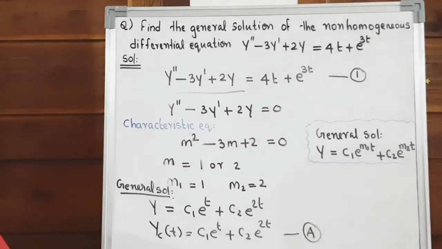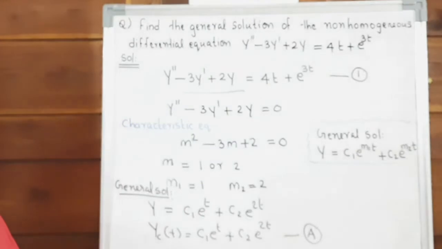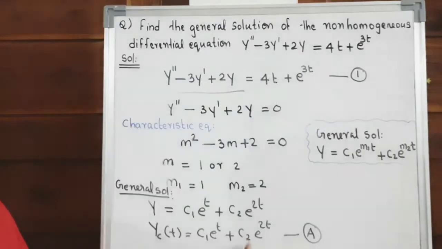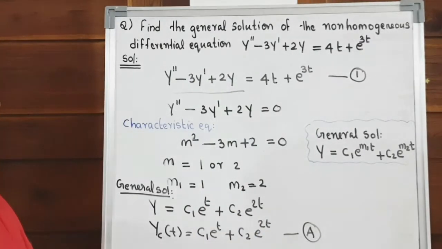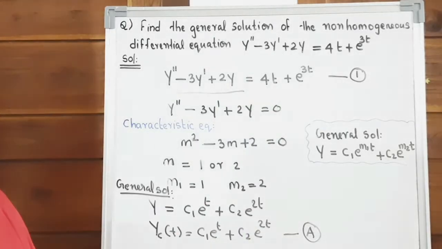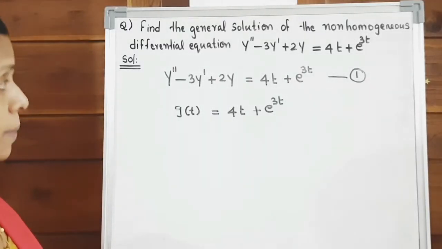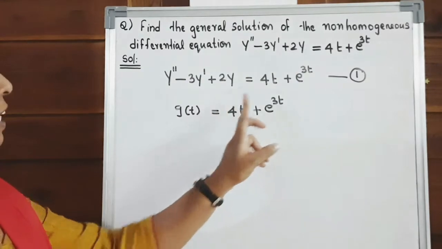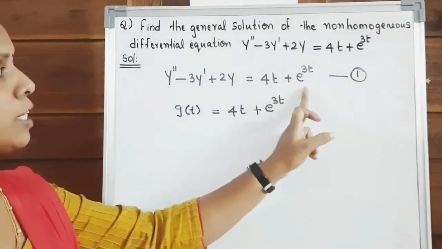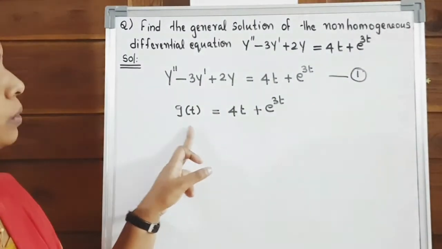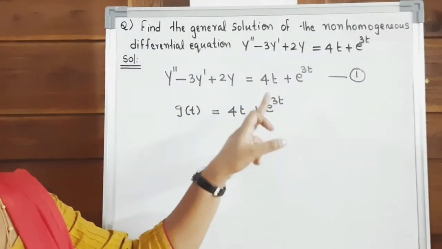Denote it as yc of t. yc of t is equal to c1 e raised to t plus c2 e raised to 2t. Putting it as equation number A. Next we are going to find yp. We know that g of t is equal to 4t plus e raised to 3t.